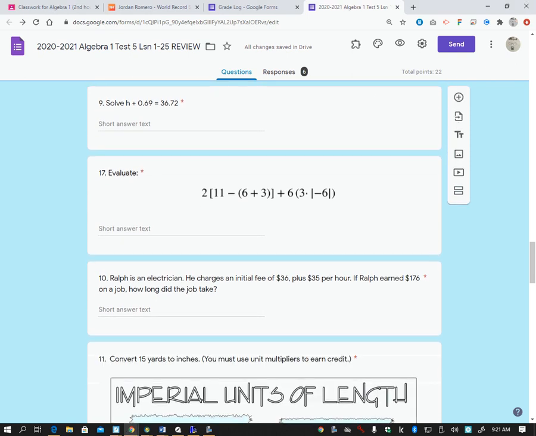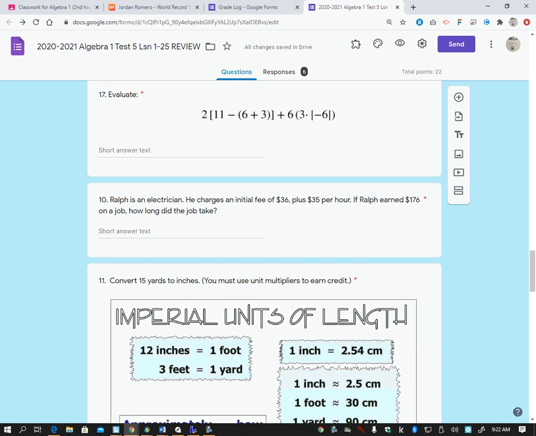All right. Solve h plus 0.69 equals 36.72. What do we do here? Isolate the h by subtracting 0.69 from both sides, right? So I should get h equals probably 36.03. 36.72 minus 0.69 gives me 36.03. Hopefully that's a really easy one to get right on the test. Anytime you've got a variable that you're solving for, remember on the test you are writing x equals, h equals, z equals whatever. If we're solving for a variable, we're writing that variable equals what it should equal.